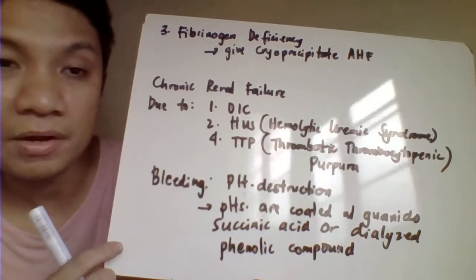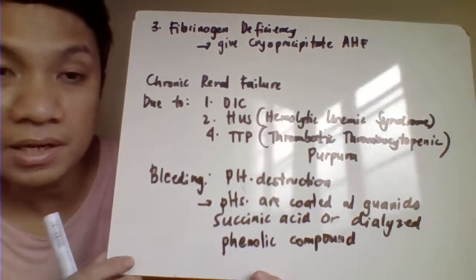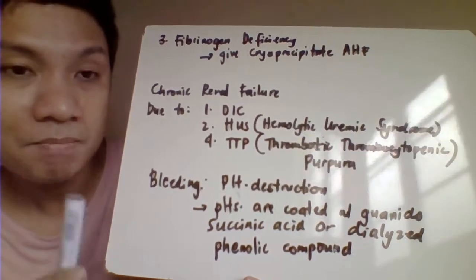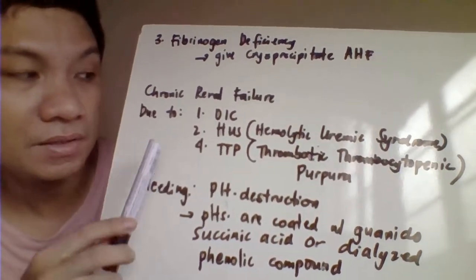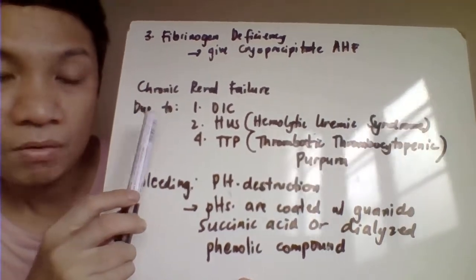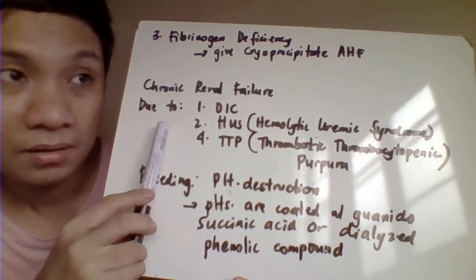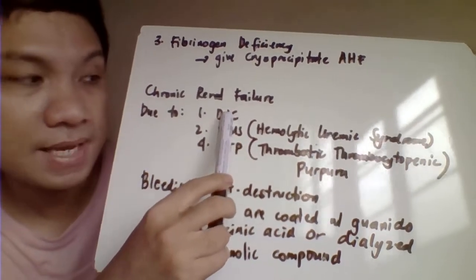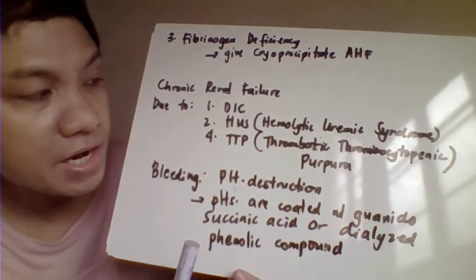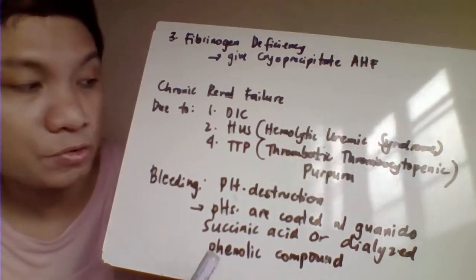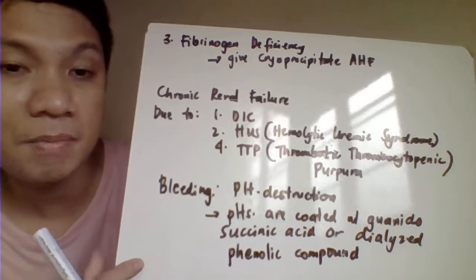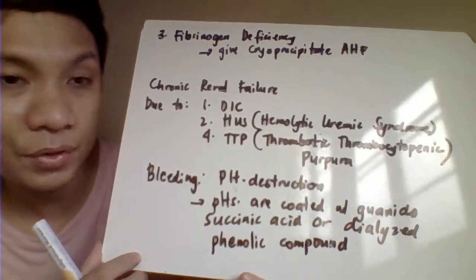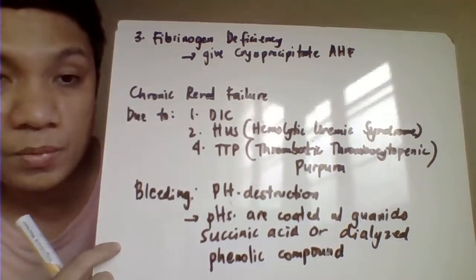Okay, now we go to the chronic renal failure. Chronic renal failure would also have a bleeding manifestation. And that might be because meron siyang DIC, related to your DIC. Chronic renal failure resulting in DIC. We have also here your hemolytic uremic syndrome and your thrombotic thrombocytopenic purpura. Bleeding manifestation with chronic renal failure is associated with the following.